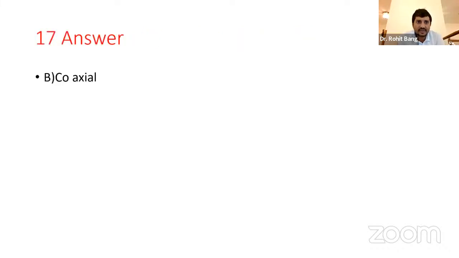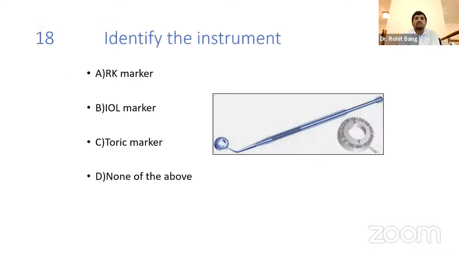So the answer is yes, you have guessed it right. It's B, coaxial. Now coming to something again, identify the instrument. Whether it's an RK marker, an IOL marker, a toric marker, or none of the above. RK marker means a radial keratotomy marker, and a toric marker is what we use in toric IOLs, or it's something else.